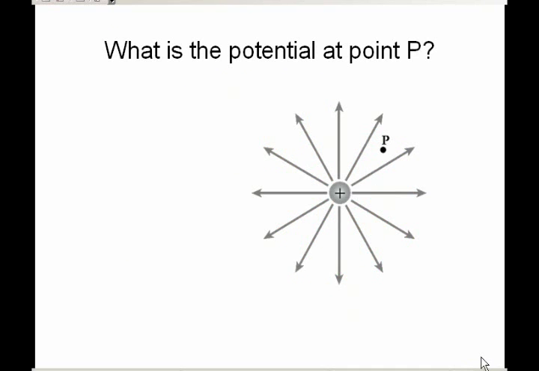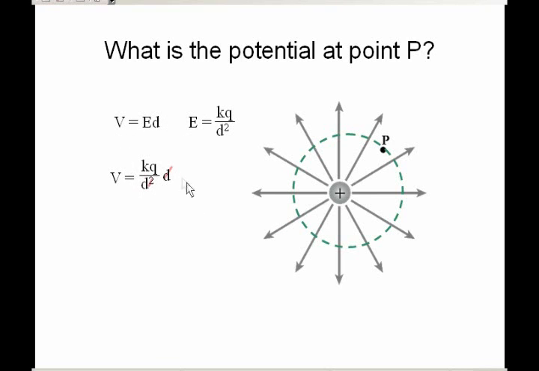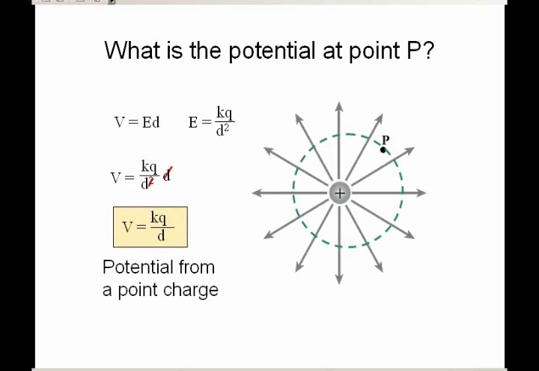So, sample problem: what is the potential at point P? We could do a circle around here. Anywhere along that circle has the same potential. I know these two formulas. The potential is equal to the field times the distance away from where the field is. And for a point charge, the field is kq over d squared. So I put these two formulas together. One of the d's is going to cancel out of the formula, and we're left with the potential formula for a point charge: kq over d.